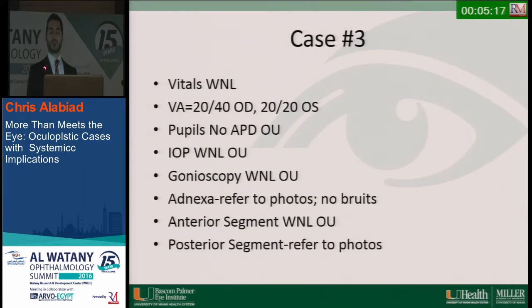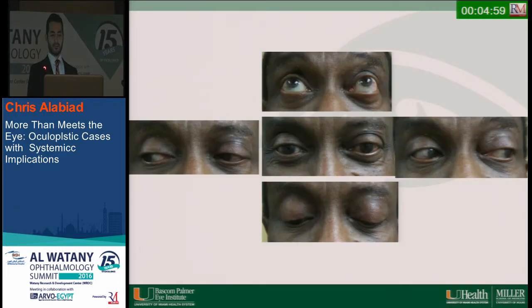His vision was 20/40 on the right and 20/20 on the left. He had no afferent pupillary defect. His intraocular pressures were normal. Gonioscopy was normal. And I'll show you some more pictures of his adnexa. He had no obvious ophthalmic or orbital bruits. His anterior segment was within normal limits, and his posterior segment is as follows.